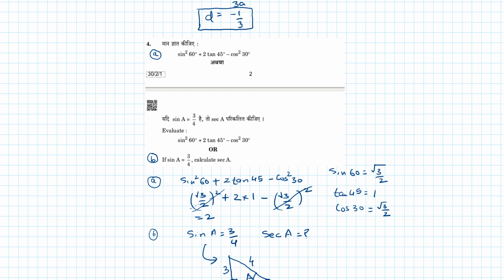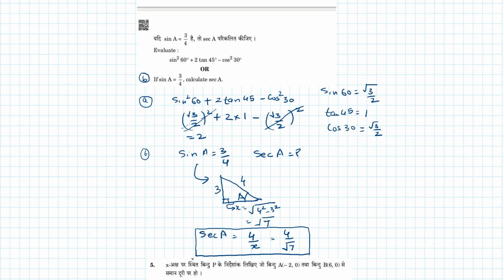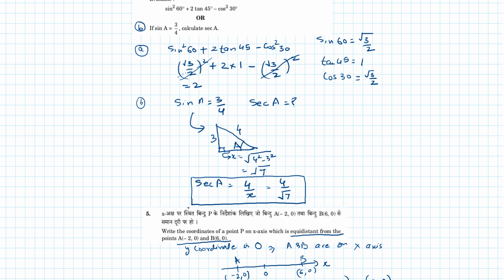Now the question number B of 4, we have to find the value of sec A given sin A is equal to 3 upon 4. What does sin A is equal to 3 upon 4 mean? Basically sin theta or sin A is perpendicular height divided by the hypotenuse. So we draw a right angle triangle, in which the height is 3 units and the hypotenuse is 4.